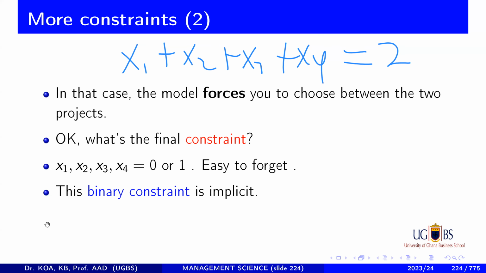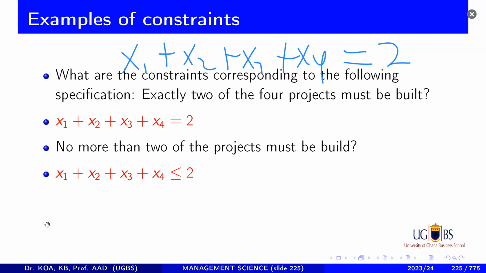Okay, let's look at another constraint. Oh, that's what we just did. If it had been no more than 2 of the projects must be built, it will be less than or equal to 2, no more than 2.